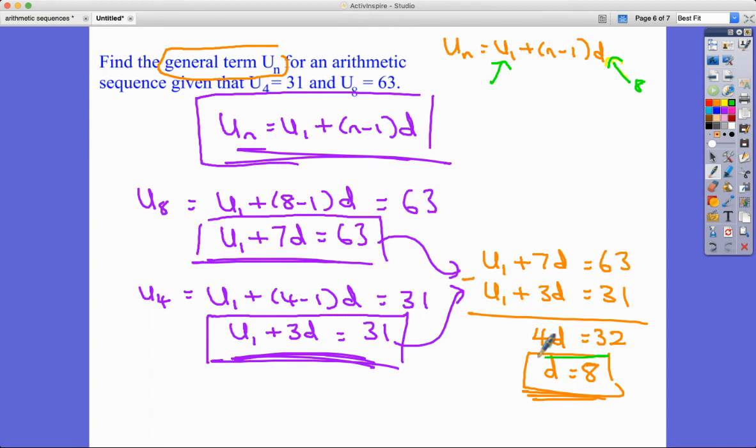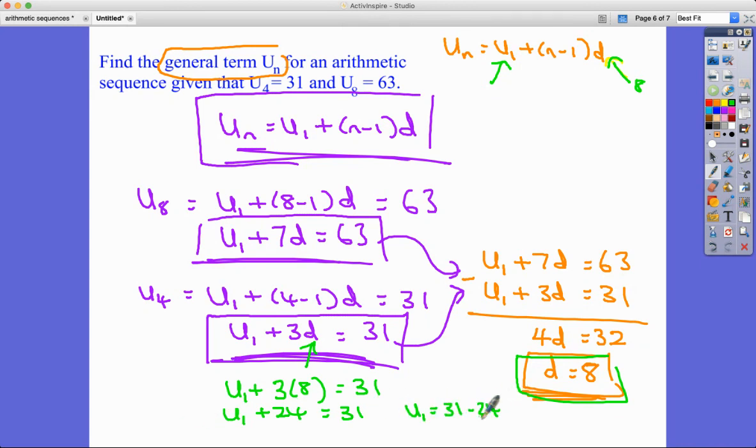And we can find that. If we know that d equals 8, I can maybe just slot that back into here. So u1, substitute it back in. u1 plus 3 times 8 is 31. So u1 plus 24 equals 31. And now if I do u1 is 31 minus 24, I find that u1 is equal to 7. So I've found that, 7.